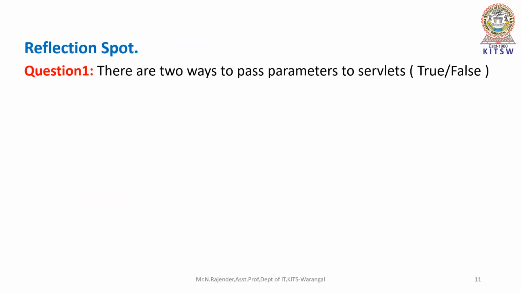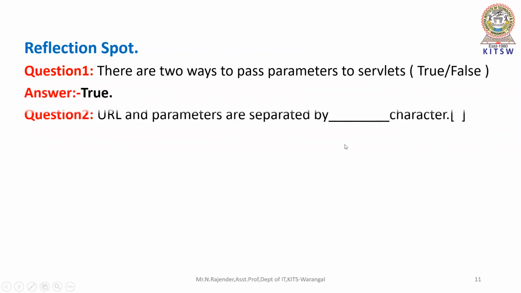Reflections part. The first question: there are two ways to pass parameters to servlets. True or false? Yes, true. Second question: URL and parameters are separated by which character? A, double quotes. B, less than symbol, greater than symbol. C, question mark. D, dollar symbol. What is your answer? The answer is C, question mark.